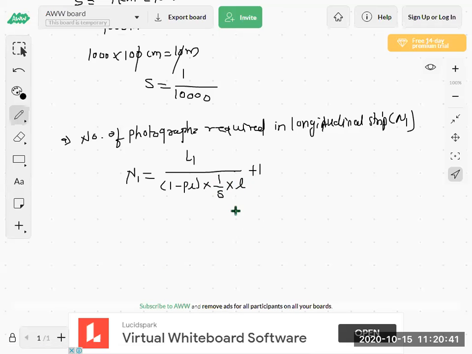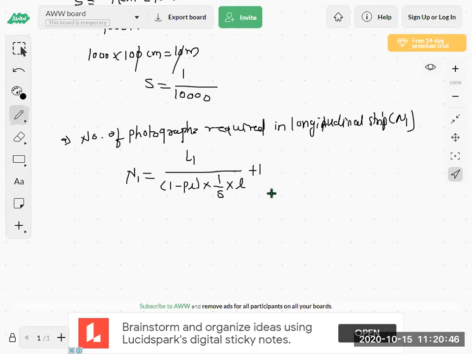Now put the values into this formula so that we will calculate the number of photographs in the longitudinal strip.